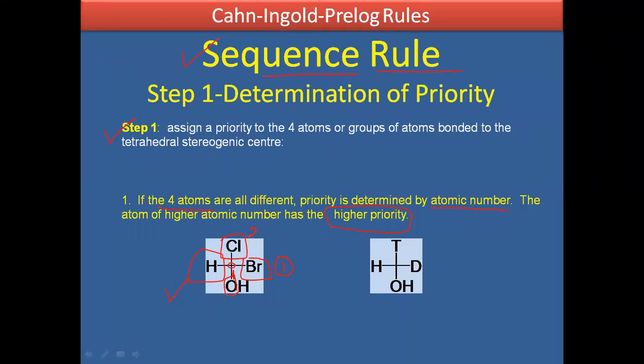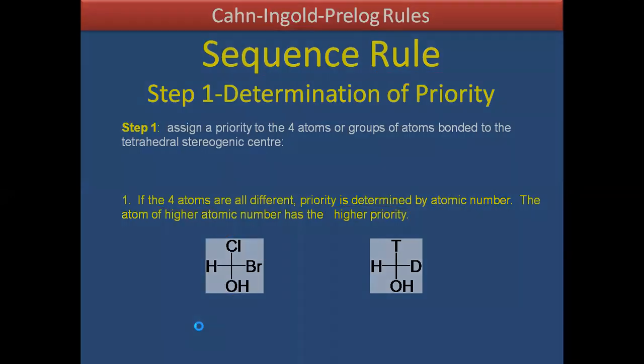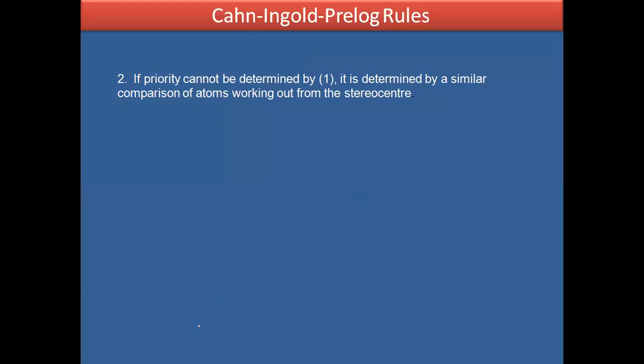After that, chlorine, then oxygen of the hydroxy group, and hydrogen on the asymmetric carbon atom gives the fourth priority. Means as per the first rule of sequence, we have to identify the highest priority groups on the basis of atomic number. Is that clear?